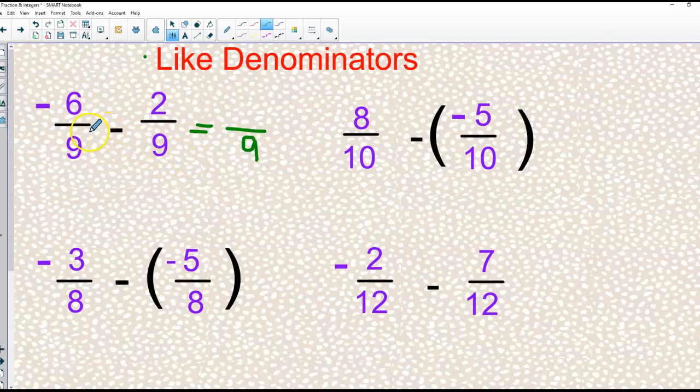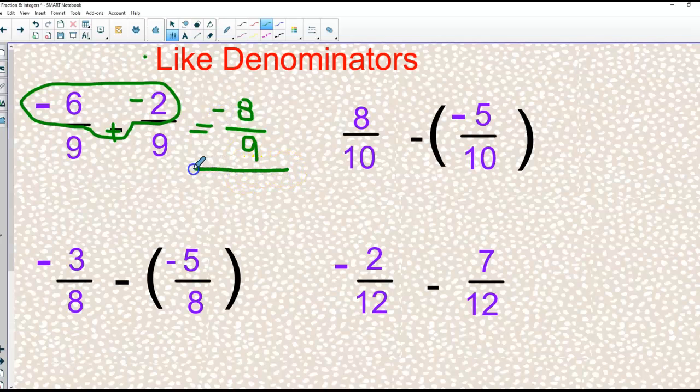And now I need to calculate my top number. So look at the problem. This says negative 6 minus 2. So remember, subtraction, you have to do leave, change, opposite. Leave, change to addition, and this becomes its opposite. So your problem is negative 6 plus negative 2. Like signs, add and keep the sign. So my answer to this is negative 8/9.